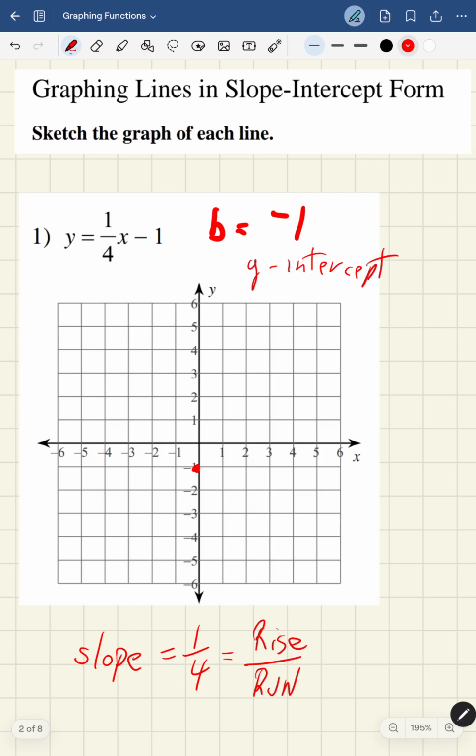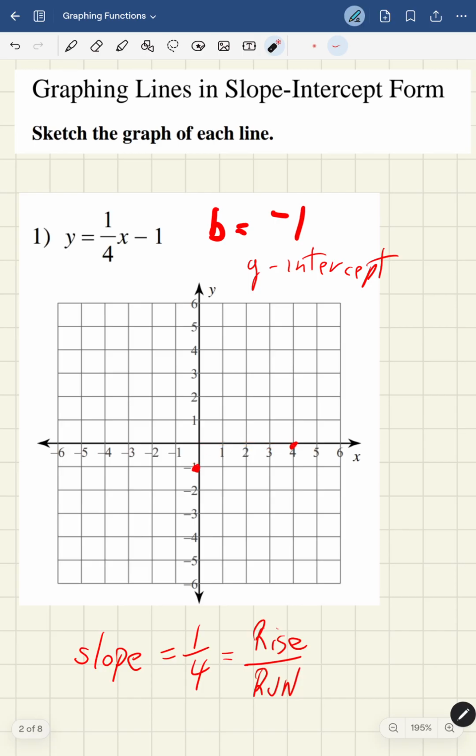So that means I go up 1. So how do I get my next point? I go up 1 and then I go 4 to the right. 1, 2, 3, 4. So there's my next point right here. It's 4 comma 0. So I put another point here. Let's just check that. I went up 1 and then 1, 2, 3, 4.